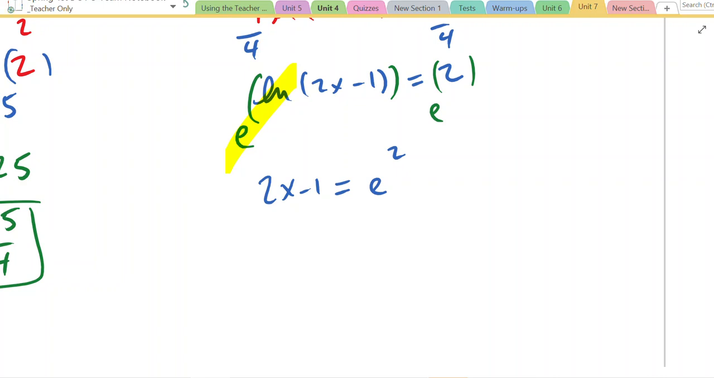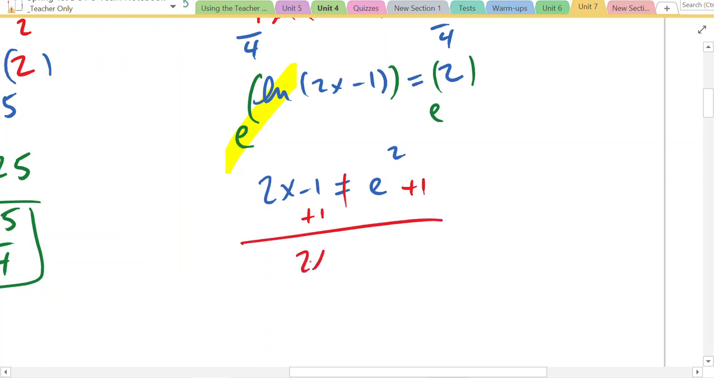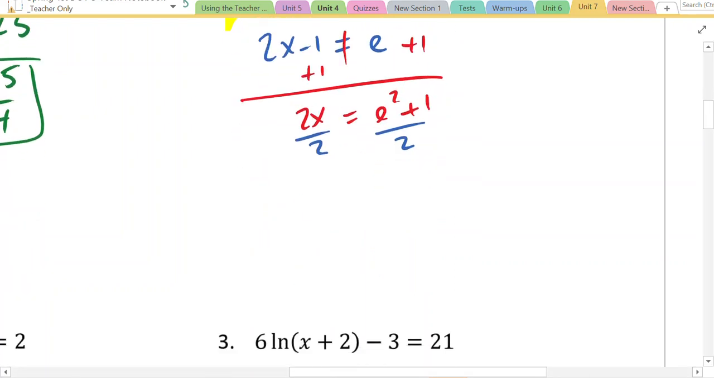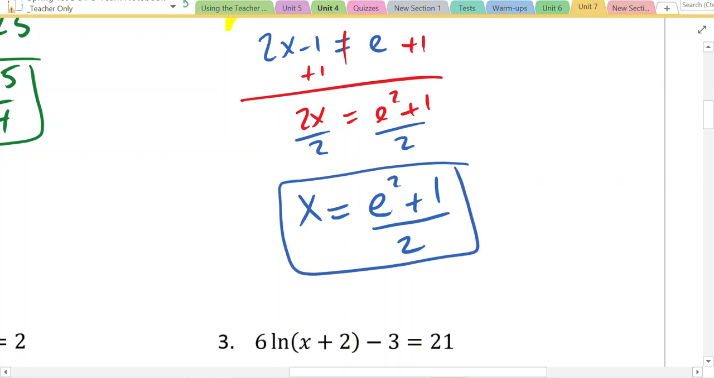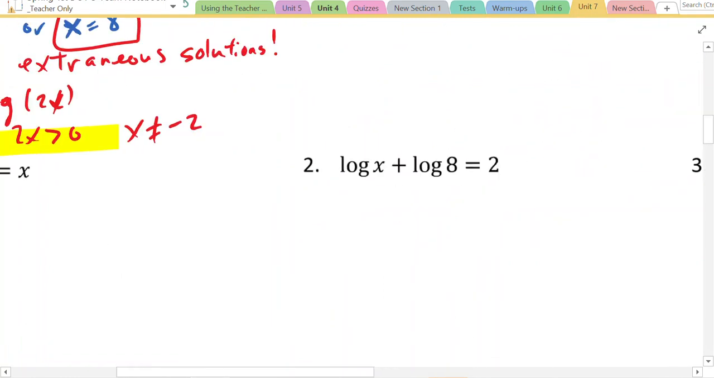e is a number. So I'm solving for x. So it's just like algebra 1. We're going to add 1 to both sides. We get 2x equals e squared plus 1. We're going to divide both sides by 2. And our final answer is x equals (e squared plus 1) over 2. Easy peasy lemon squeezy. All right, so now you're going to try these and practice them.